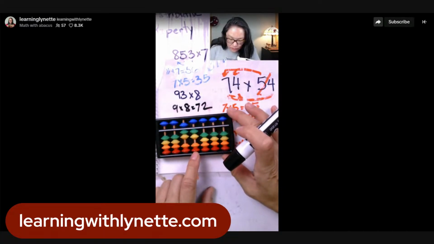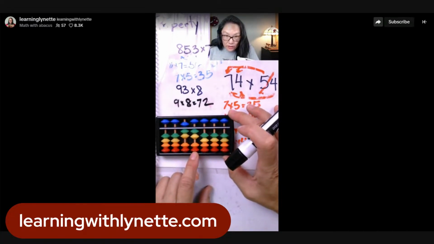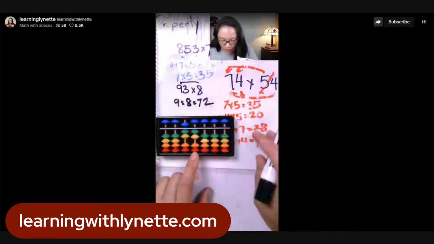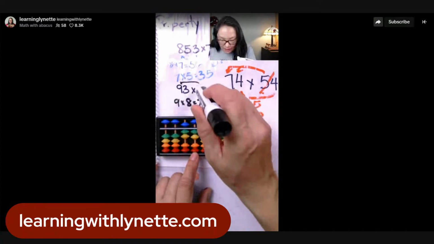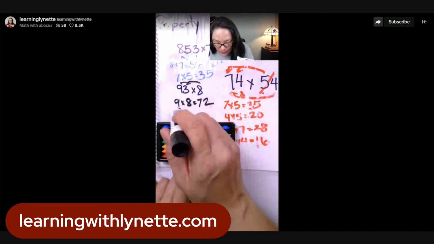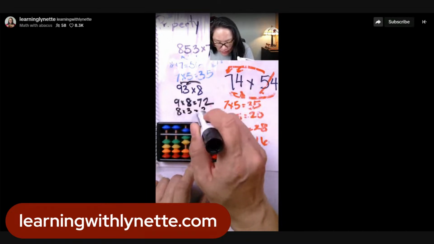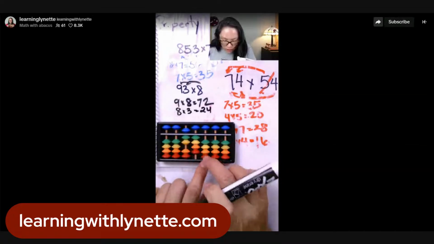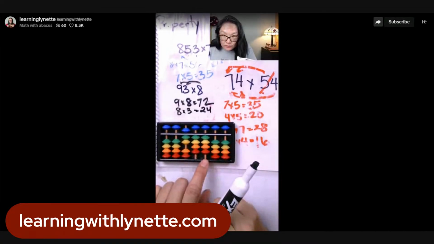So what do we just do? We did distributive property. Now we do 8 times 3. 8 times 3 is equal to 24. Can I do it? Yes. Add the 2, add the 4. So my final answer is 744.